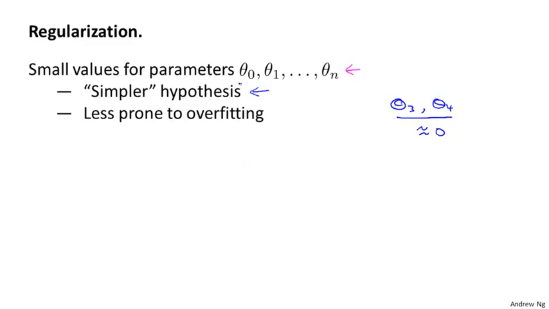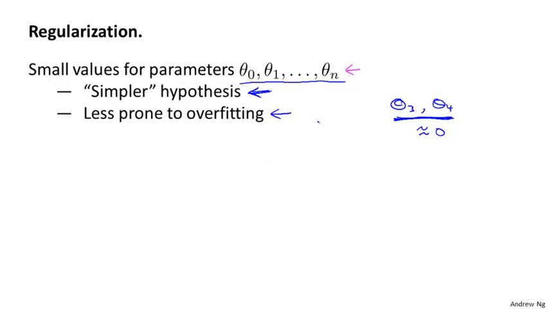But more broadly, if we penalize all the parameters, usually we can think of that as trying to give us a simpler hypothesis as well, because when these parameters are close to 0, in this example, that gave us a quadratic function. But more generally, it's possible to show that having smaller values of the parameters usually corresponds to smoother functions as well, that are simpler, and which are therefore also less prone to overfitting.